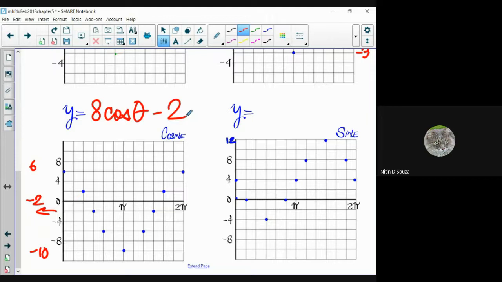Any questions on that one? That's our last sheet.